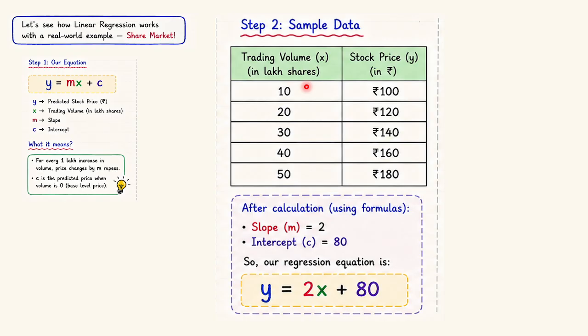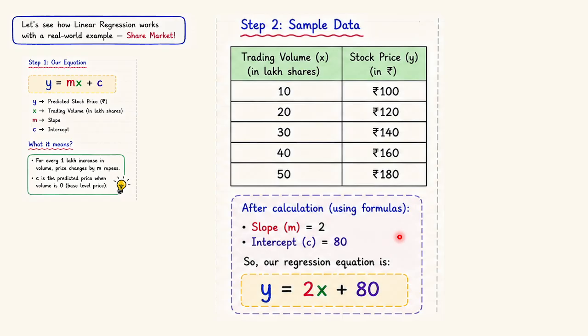So m is equal to 2. Please use paper and pen and do this calculation on your own. It will help you to understand actually. So now we got the slope value m is equal to 2. This means that in this simple example, for every increase of 1 lakh shares in trading volume, the predicted stock price increases by 2 rupees. That is the simple meaning.